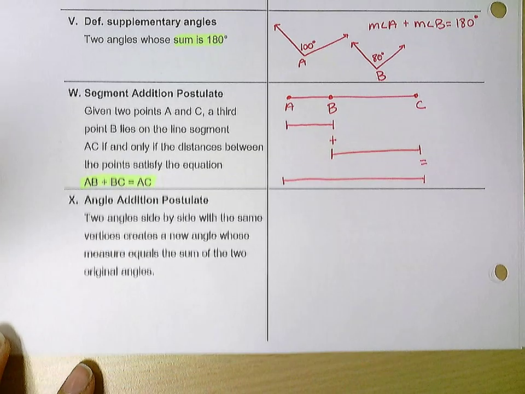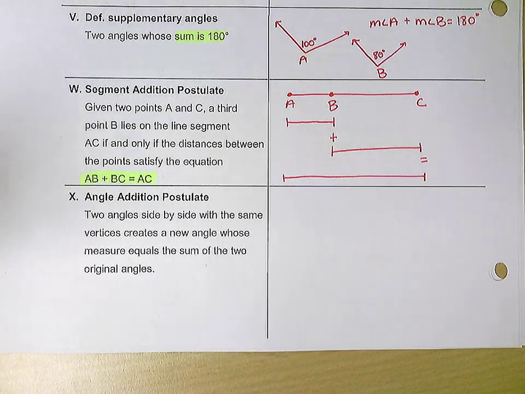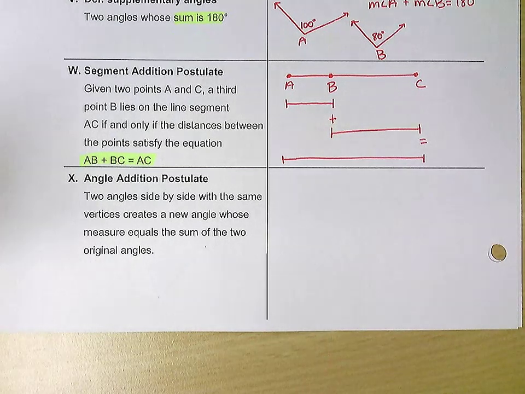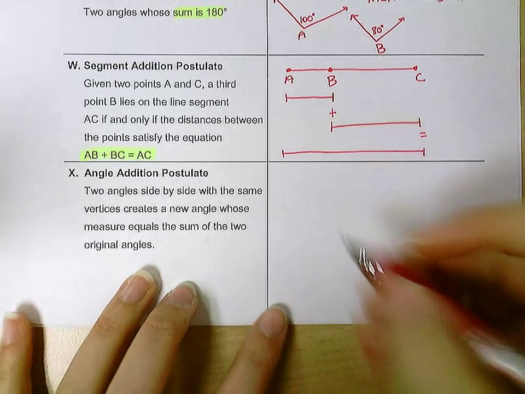Okay, we have the same thing with angles. So we have an angle addition postulate as well. Two angles side by side with the same vertex create a new angle whose measure equals the sum of the two original angles.